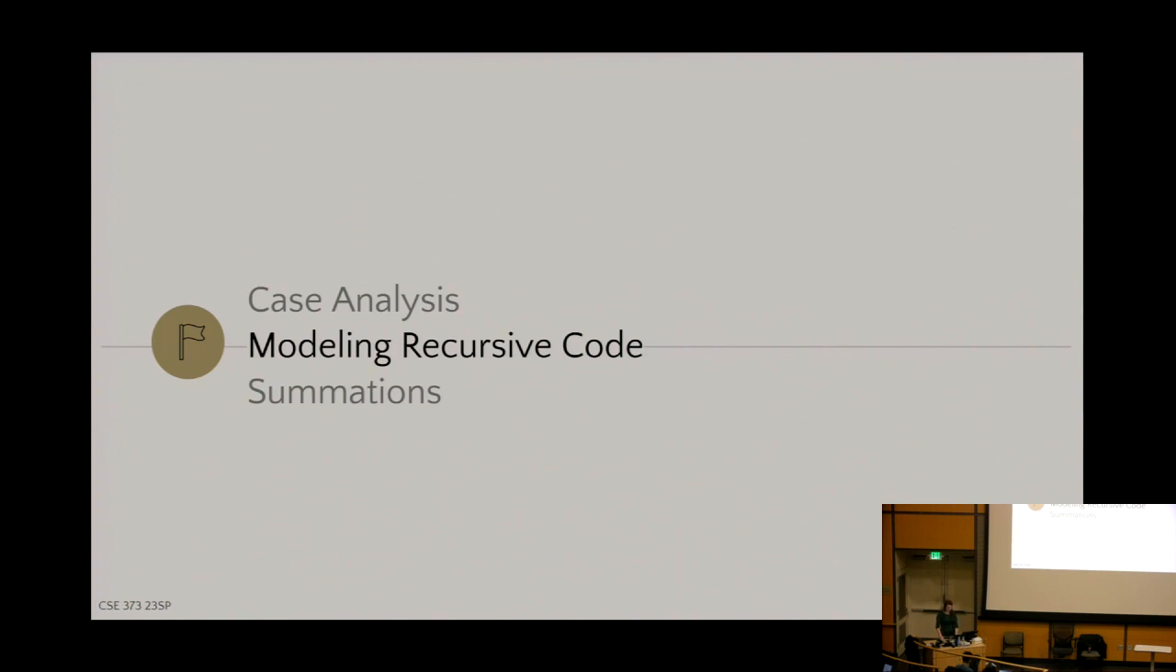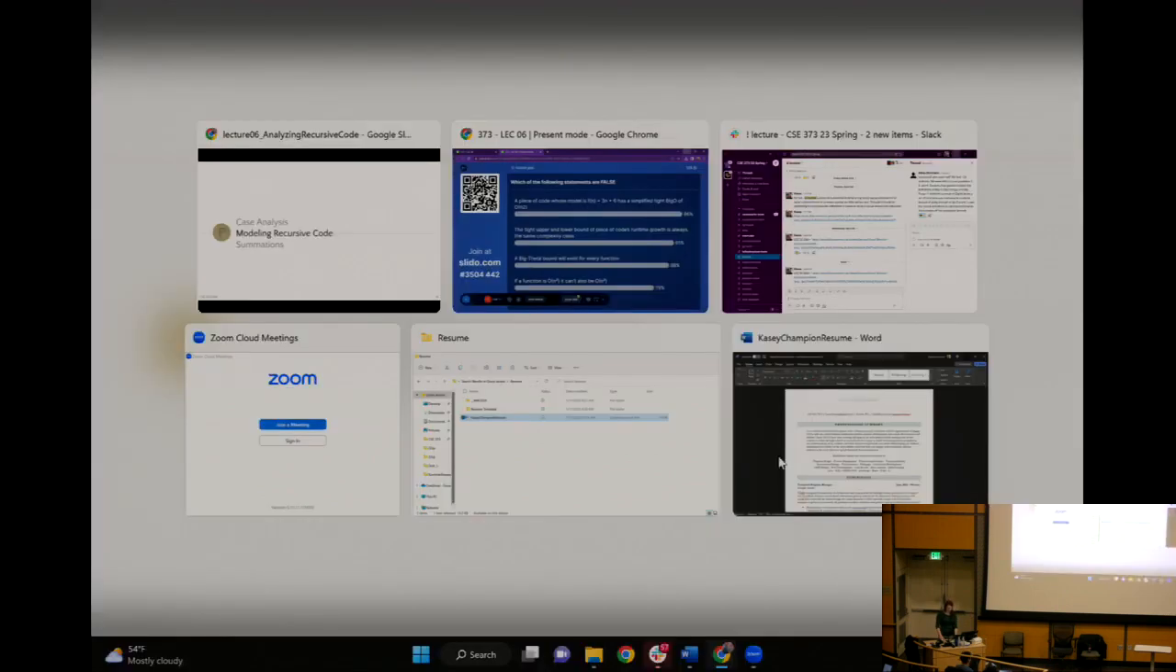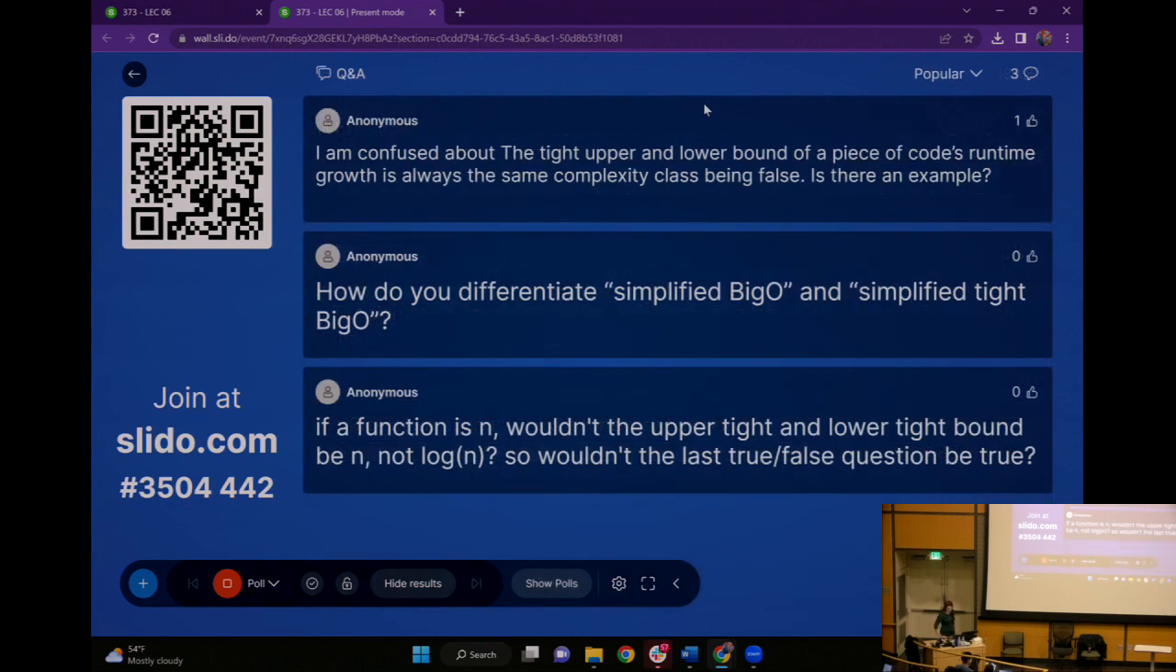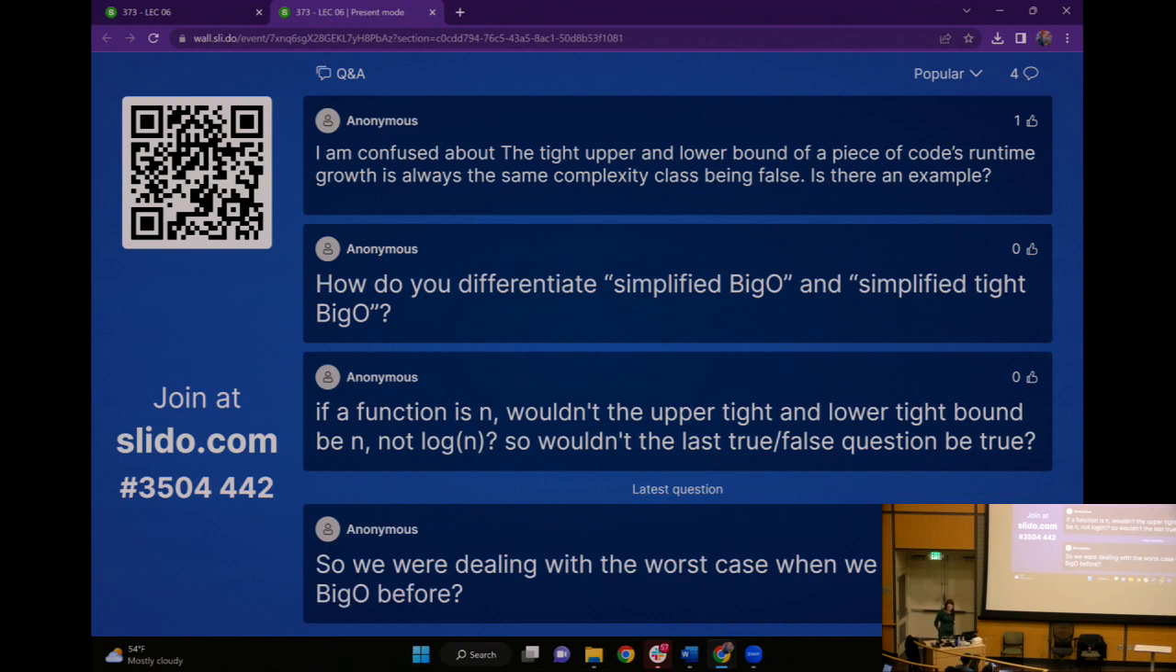Okay, let's pause for questions. I'm going to pop open the Slido, and let's see if there are any questions. Good question. I'm confused about the tight upper and lower bound of a piece of code's runtime growth always being the same complexity class being false. Is there an example? It said it can't be. I threw the word can't in there, and I think I maybe double negatived you on the intro. But the tight upper and the tight lower can absolutely be the same complexity class, and if they are, that's the big theta. If they are not, the theta does not exist.